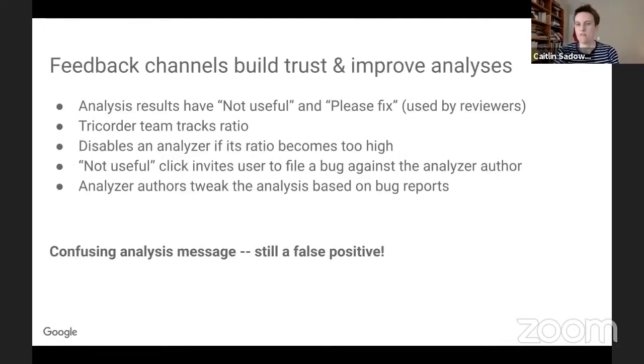All right, so going back to the feedback channels, analysis results have "not useful" and "please fix" buttons. These are used by reviewers mostly, although change authors can also click on "not useful". The Tricorder team tracks the ratio of "not useful" and "please fix" clicks. Essentially, if there are too many "not useful" clicks relative to fixes being applied or people clicking on "please fix", if that ratio gets too high, then the Tricorder team disables an analyzer.